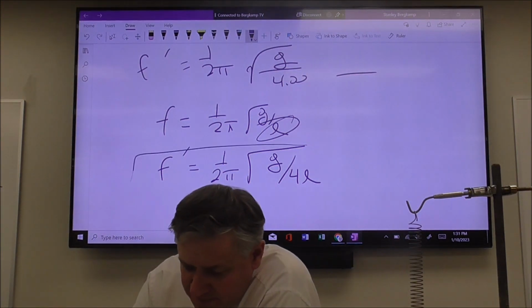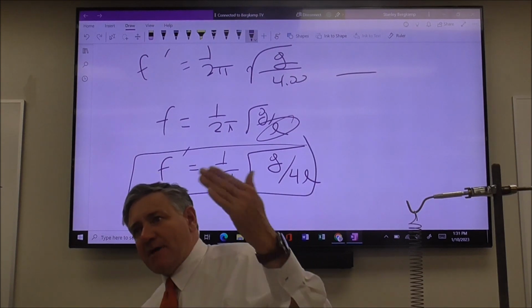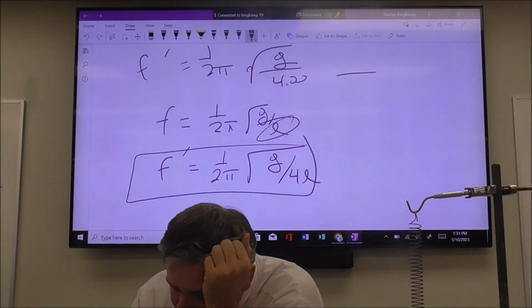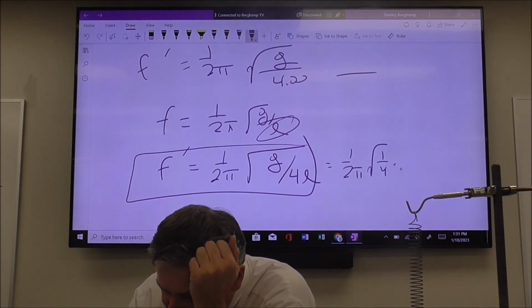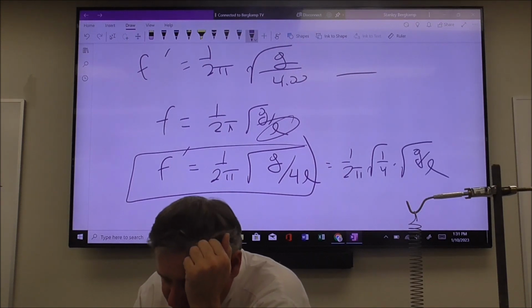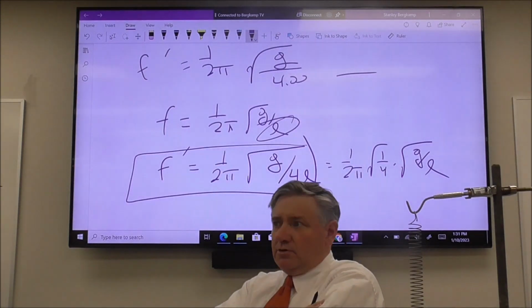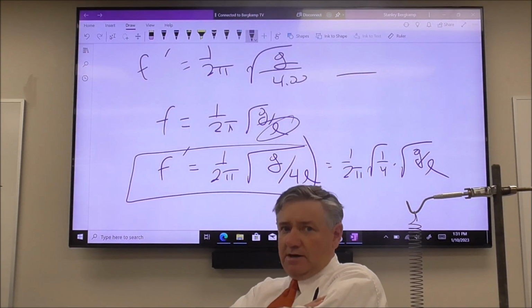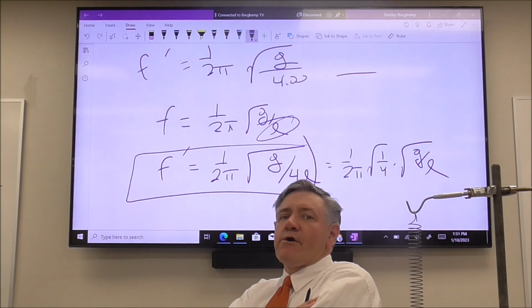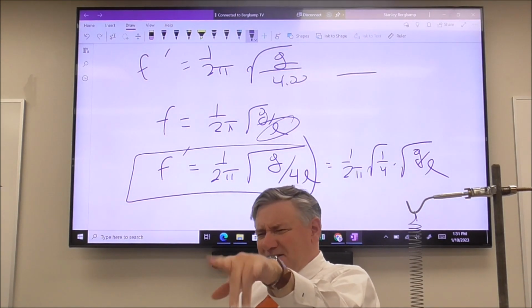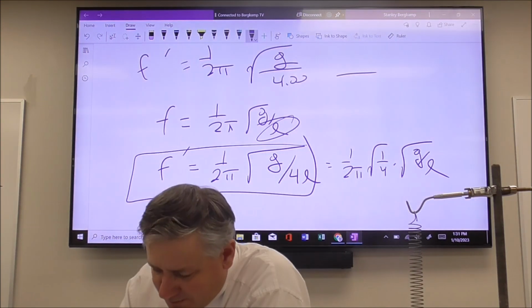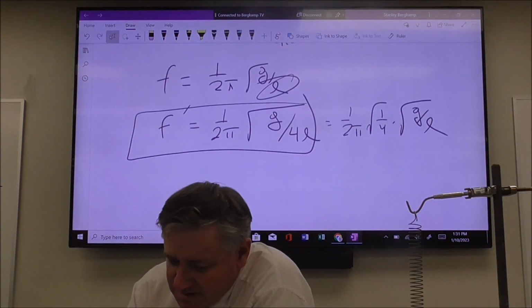if you go with this approach, this is where the mathematics kick in. Can I write this as 1 over 2 pi times the square root of 1 over 4 times the square root of g over L? Yes. Is that cool? Why is that cool? Because it's just separating the radicals. Everything's underneath the radical. It's really just math rules.